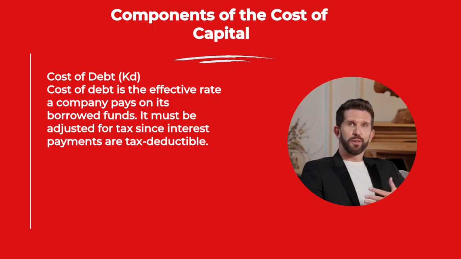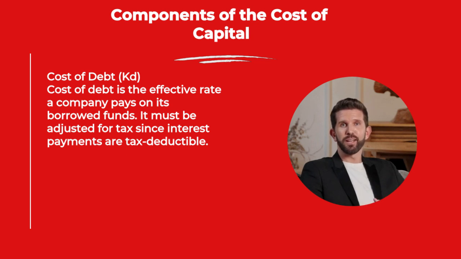Components of the cost of capital. 1. Cost of debt, KD. Cost of debt is the effective rate a company pays on its borrowed funds. It must be adjusted for tax since interest payments are tax deductible. Formula: after-tax KD = KD × (1 - T), where KD is the cost of debt and T is the corporate tax rate. Debt is generally cheaper than equity due to the tax shield, but excessive debt increases financial risk.